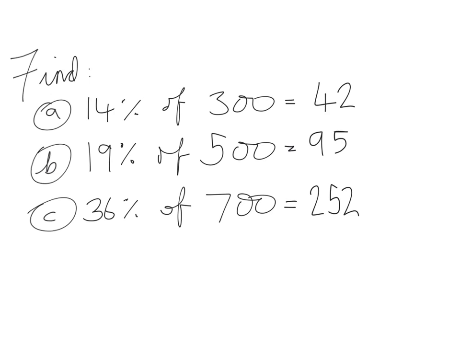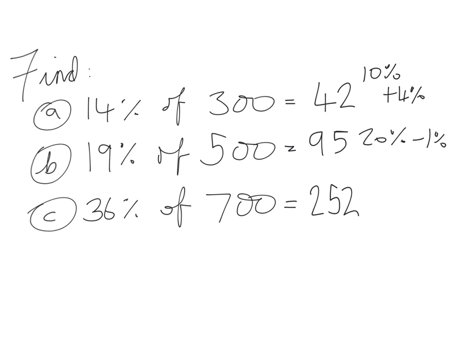Here are your answers. 42 is 14% of 300. I would have done that by finding 10% and then using 1% to find 4% and adding the two together. 90% of 500 is 95. I'd have done that by finding 20% and taking away 1%. 20% would be 100, and we'll take 1% away, which is 5. 5 less than 100 is your 95.